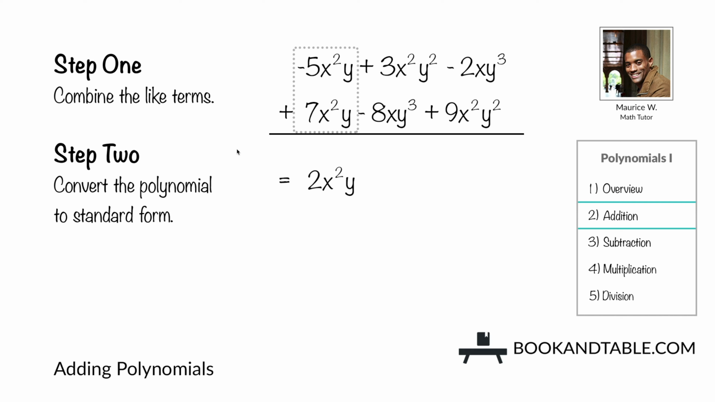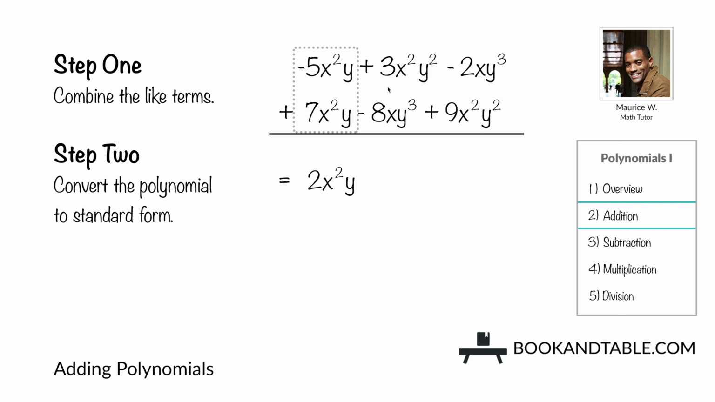The like terms are the terms with the same exponents with the same variables. So the first term, we had negative 5x squared y. So we want to add that to 7x squared y. We add their coefficients, so we get negative 5 plus 7, which gives us 2x squared y.